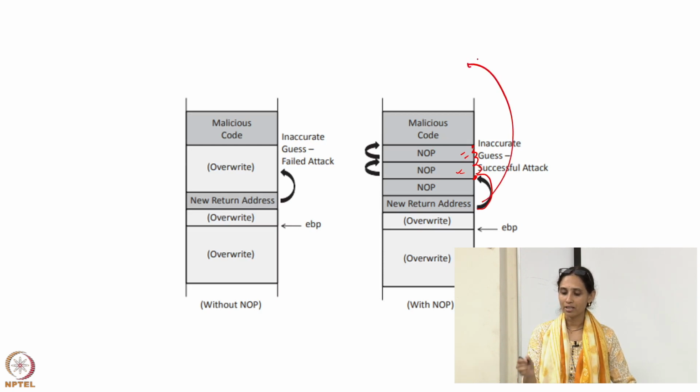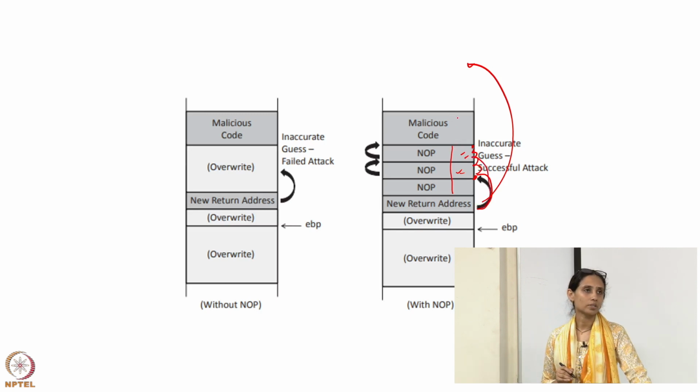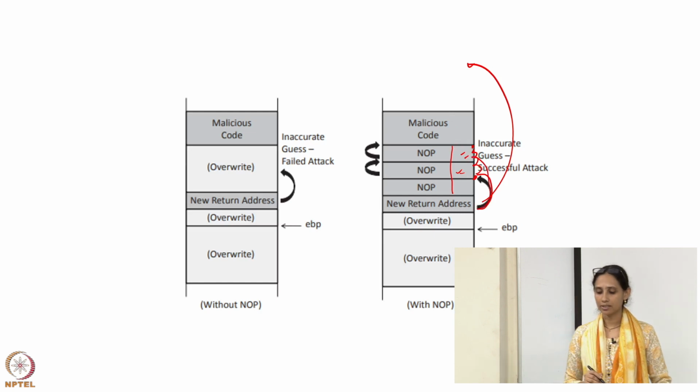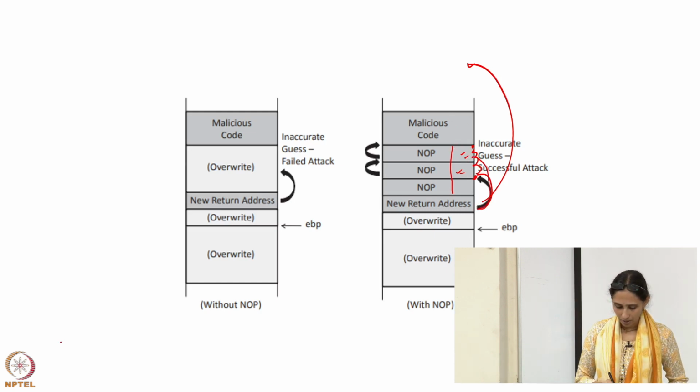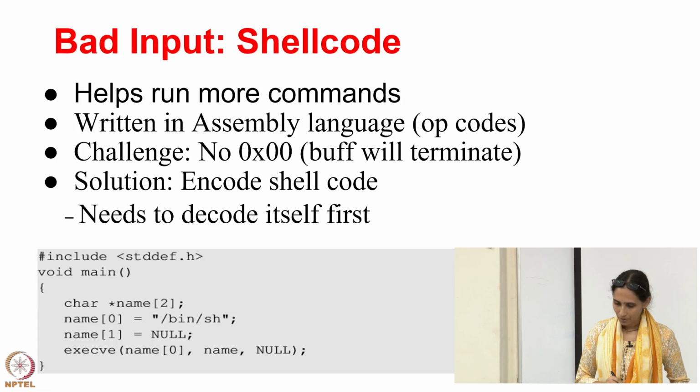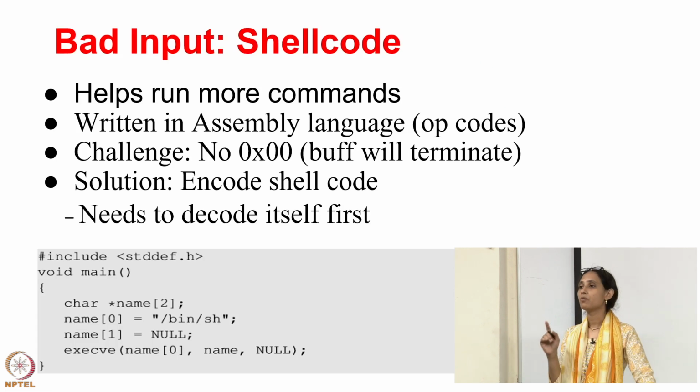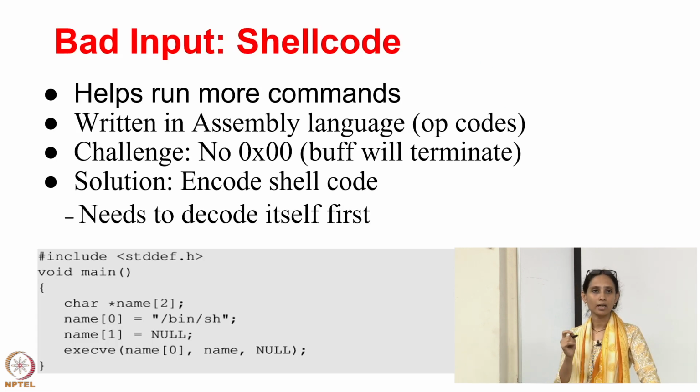But if you jump somewhere here, then nothing can be done. Okay. So, it is important to put no-ops here and the malicious code, but somewhere you have to jump within here so that the malicious code gets executed. Okay. So, that is the basic idea of the buffer overflow. That is one aspect, which is how do you guess the correct address. Those methods that I have mentioned help you in guessing the correct address.